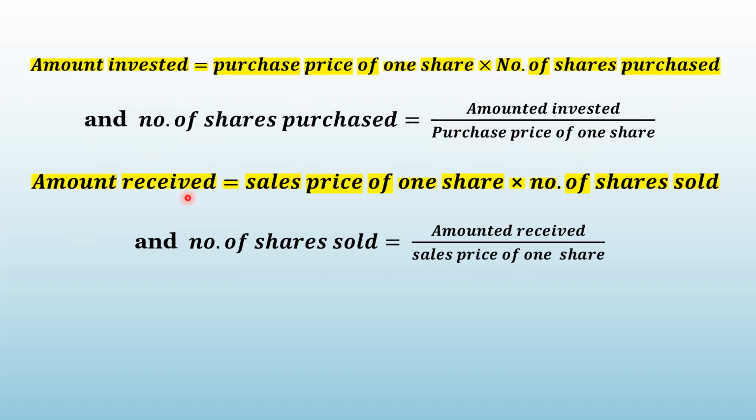Similarly, amount received. When you sell the shares, amount received is selling price of one share multiplied by number of shares sold. And from this only you can calculate number of shares sold. So this formula has come from this only. So number of shares sold is equal to amount received divided by selling price of one share. Okay.